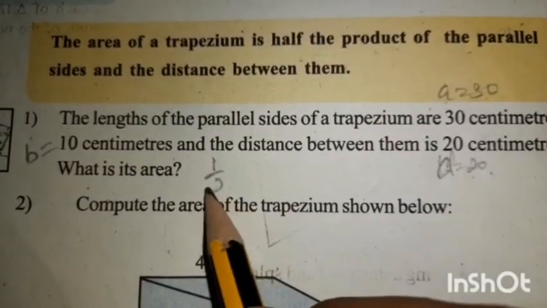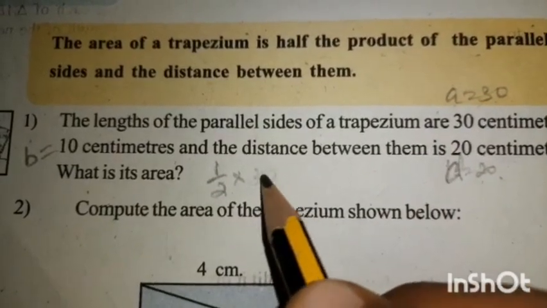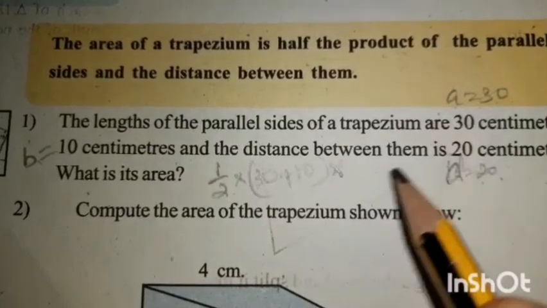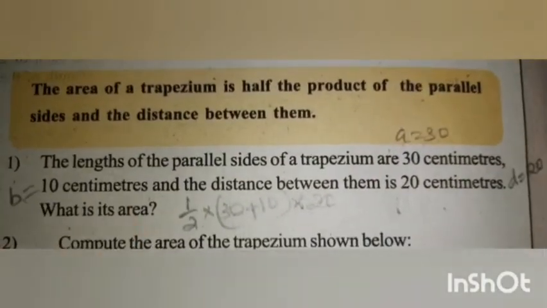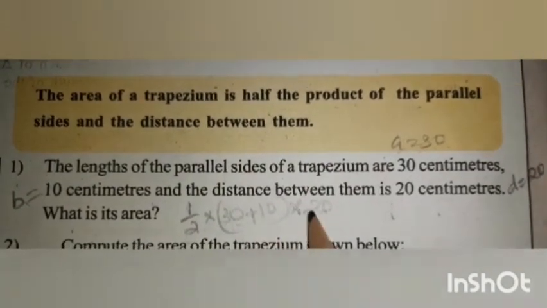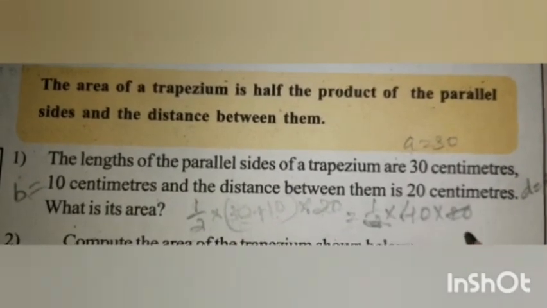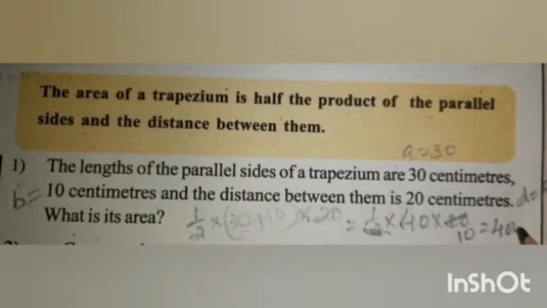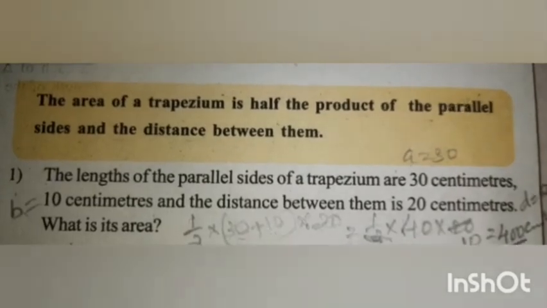That is half into A plus B. A is 30 plus 10 multiplied by 20. So the area of a trapezium is half the product of the sum of the parallel sides and the distance between them. 2 and 20 is cancelled, you will get 10. So you are getting the answer as 400 centimeter square.